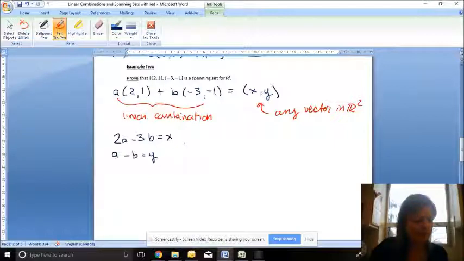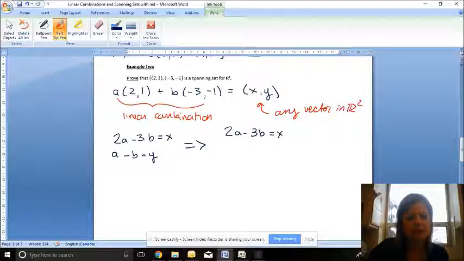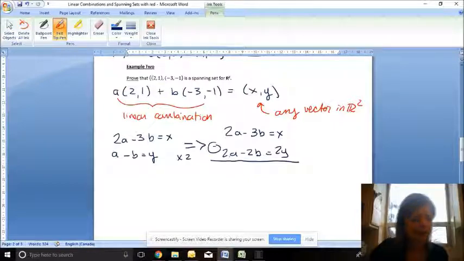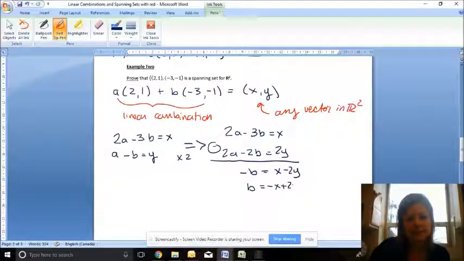Okay, so from here, we can do some elimination. Okay, so I'm going to leave the 2a minus 3b the same, but I'm going to multiply the second equation by 2, okay, to get 2a minus 2b equals 2y. So now when you subtract one equation from the other, the a's cancel out, and I get negative b equals x minus 2y. Now, if you arrange this, you get that b is equal to negative x plus 2y.